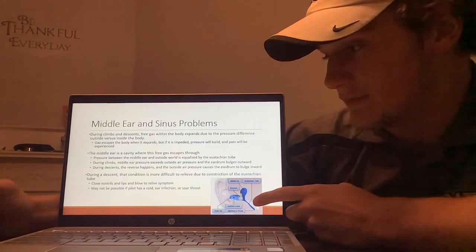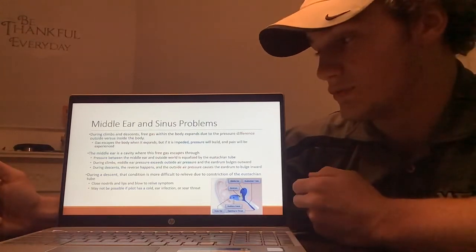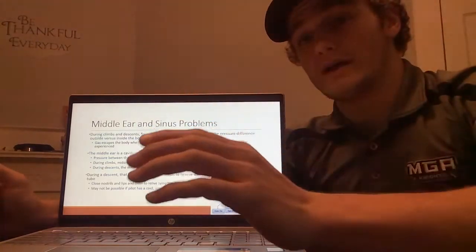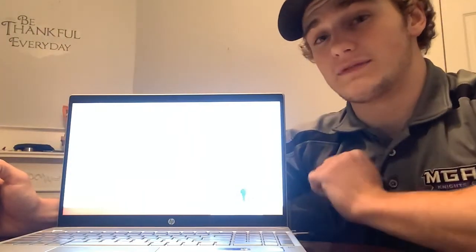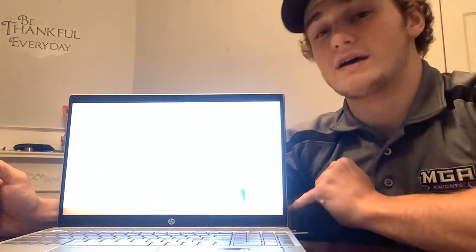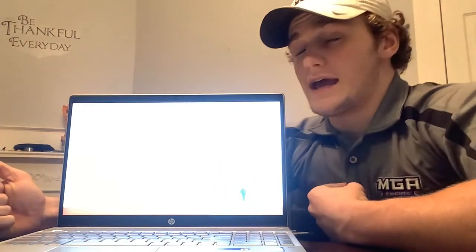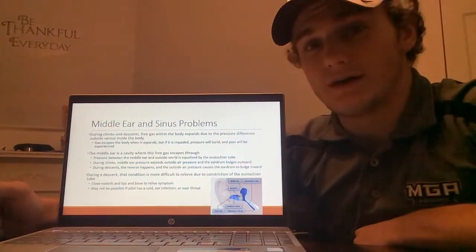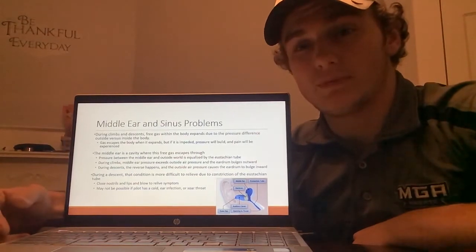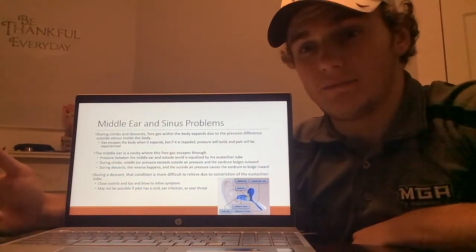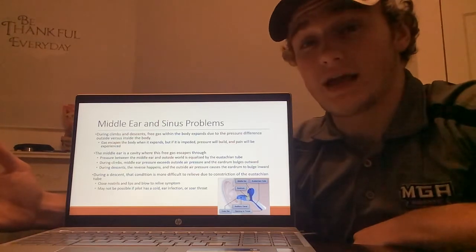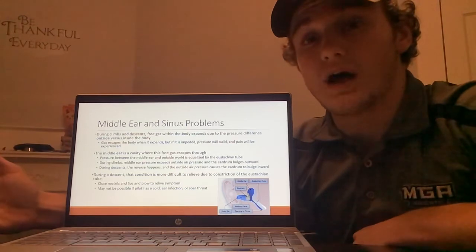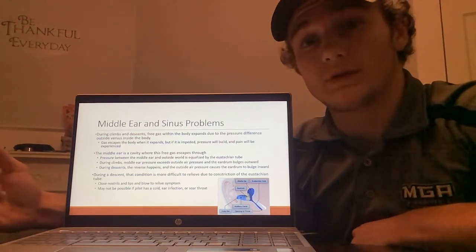How you would stop that is to close your nostrils and your lips and then blow air through it. It'll basically force air through that tube so that the pressure can be equalized. However, say you have a congestion problem or an upper respiratory problem, you may not even be able to relieve that because the congestion will block the tube from opening or closing.